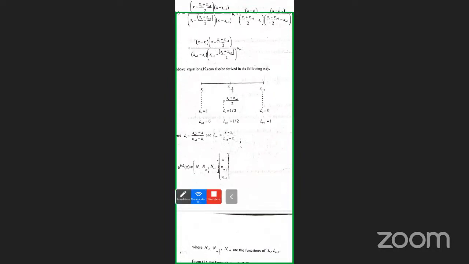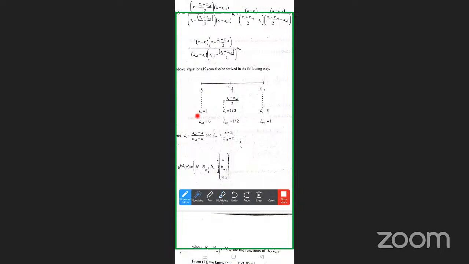Next, the above equation 19 can also be derived in the following way. So another way is there. Li equals 1, Li plus 1 equals 0, corresponding to xi. At xi plus 1 by 2, the corresponding Li equals 1 by 2, Li plus 1 equals 1 by 2. Next, Li equals 0, Li plus 1 equals 1. This is the previous form. This is based on local coordinates.